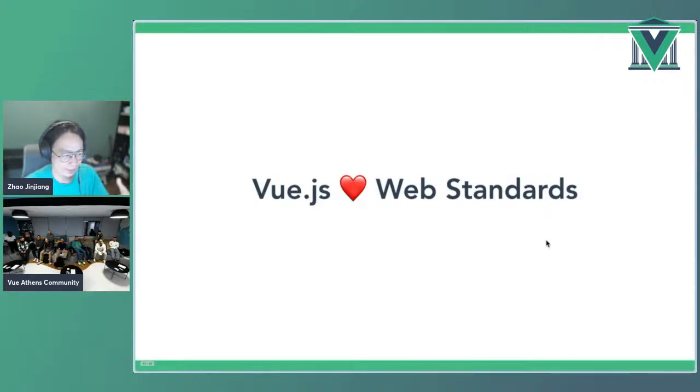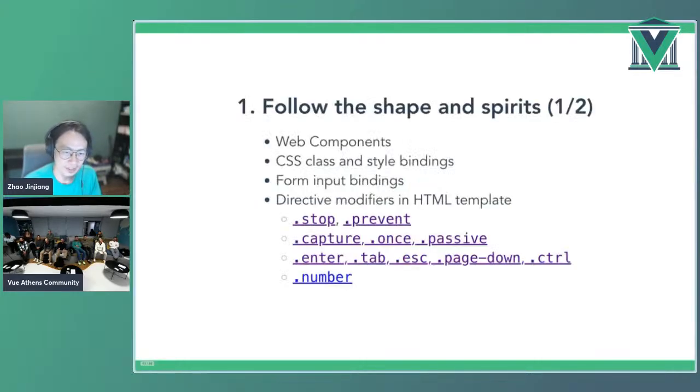Okay, that's the comparison part. Then it's time to talk about the relation between VueJS and web standards. So first, I like to say Vue follows the shape and spirit of the web standard very well. The web standard not only means the web component standards, but all kinds of standards, like W3C, TC39, etc. So first, you can see Vue's component system is very much like web components in terms of the high-level design and the particular features, right?